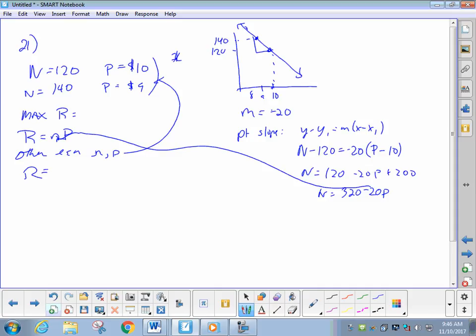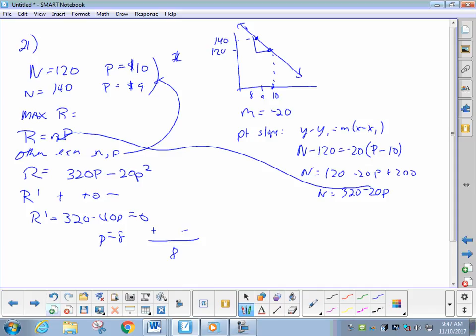So revenue then is 320p minus 20p squared. Nice. Now I can maximize revenue. If I want a maximum, I want to know where R prime goes plus to minus. So R prime then is 320 minus 40p. This is 0 at 8, and before 8, I am looking at a positive, and after 8, I'm looking at a negative. So that is indeed a max.